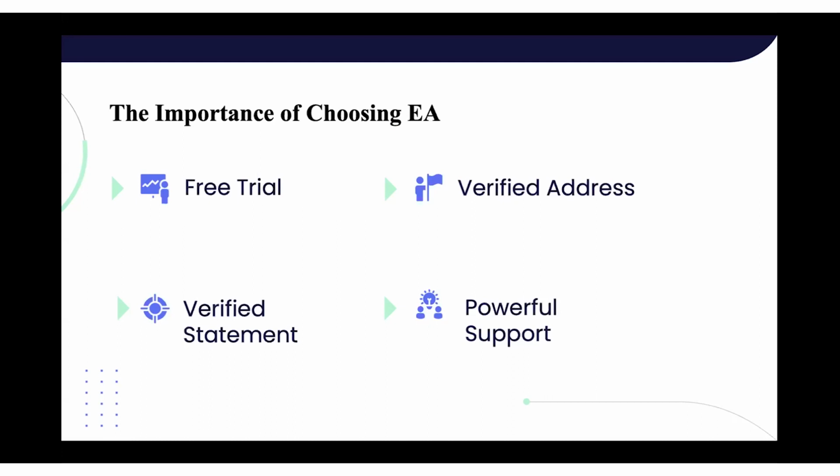You must find an EA that has a free trial. They should be confident enough to give you a free trial. Okay, if it's good, give me a free trial. And verify the address. They must have the address, the location of their offices. This is important. Verify the statement also. They just say that we have, for example, 3% per month, or 5% per month. Okay, show me the results. Show me the results for 6 months. Show me the results for 1 year. You must have this. And the support also is very important.